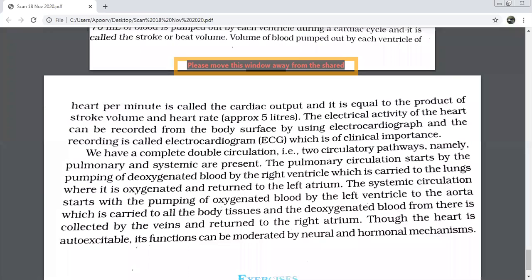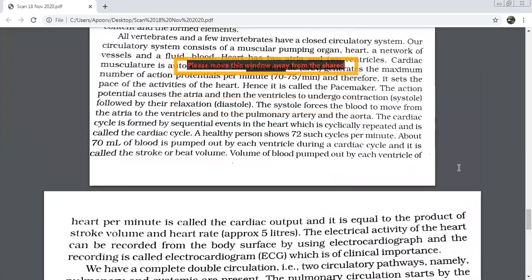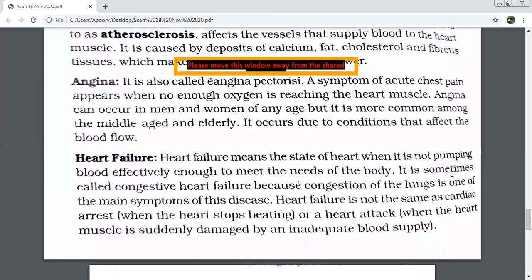Should I start asking or you want to read more? Okay, let's do this. Revision only. I'm starting from here. The volume of the blood pumped out by each ventricle of the heart per minute is called? Not stroke volume. Cardiac output. Be careful about these volumes, okay children? Be very careful. In the exam, don't hurry.